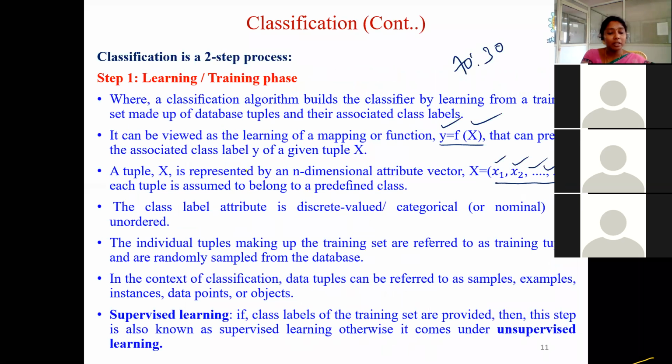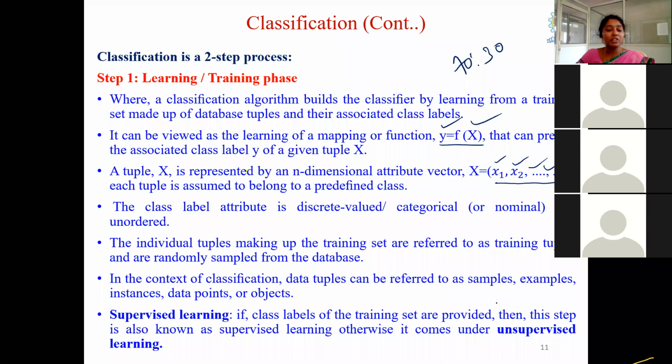Here, in the context of classification, the data tuples can be referred to as samples. We have already discussed this, right? The data tuples are referred to as samples, examples, observations, and some more names: instances, data points, objects. All these are different names used to refer to a data tuple, or if you consider a table, a row of a table.